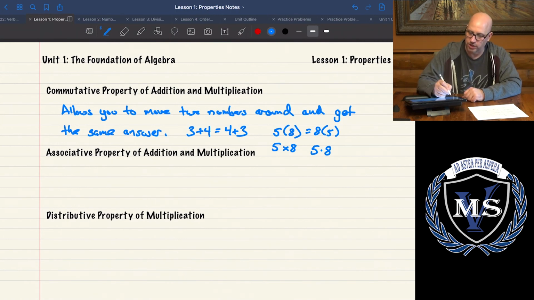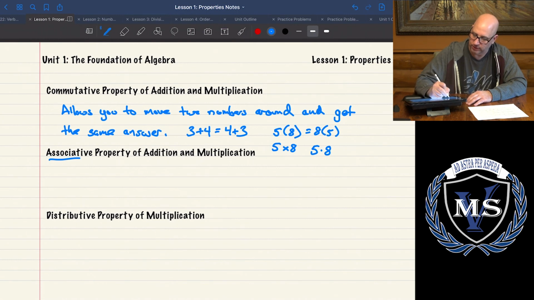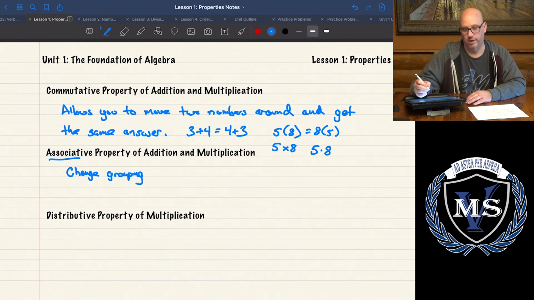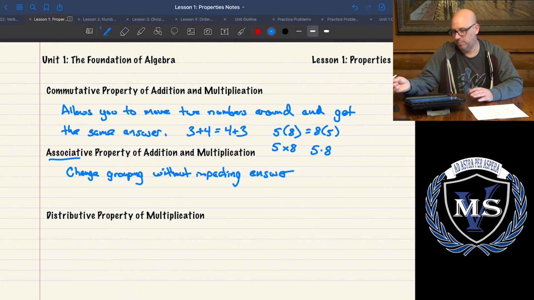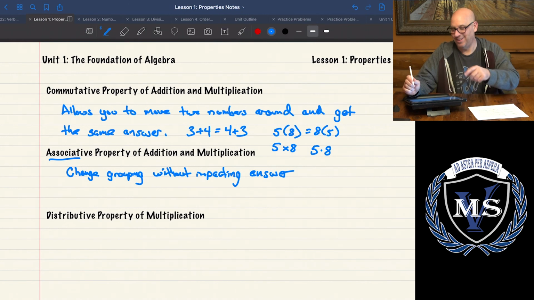The other one is associative, again with the word associate in there. This has to do with grouping. So, change grouping. I'm going to write really short so the video isn't super long, because I'm not looking to waste your time. Changing the grouping without impacting the answer. My handwriting's bad, sorry about that, but you can hear my words and then you can kind of get it, right?